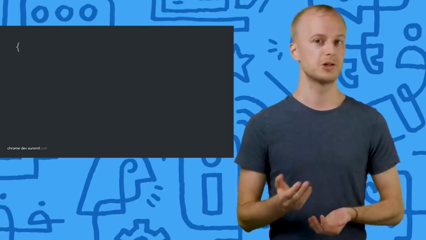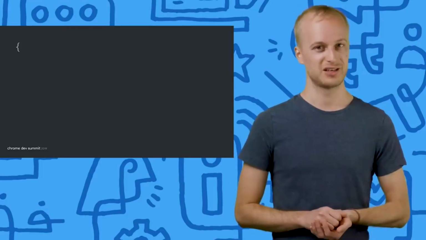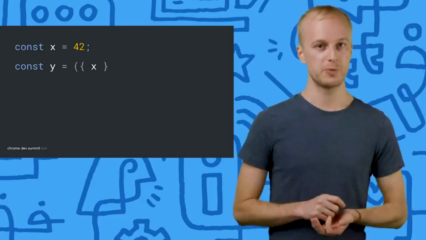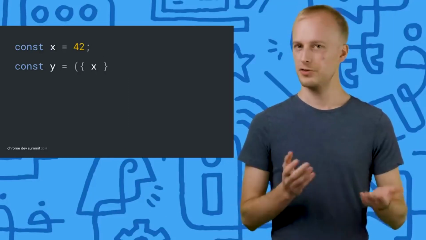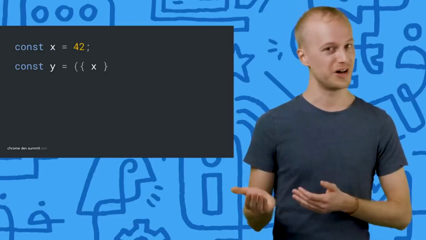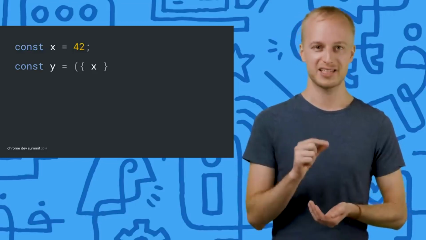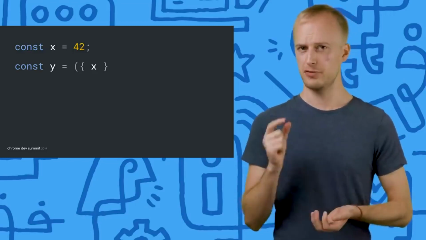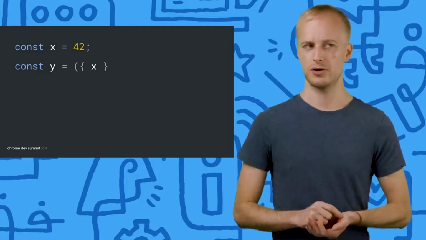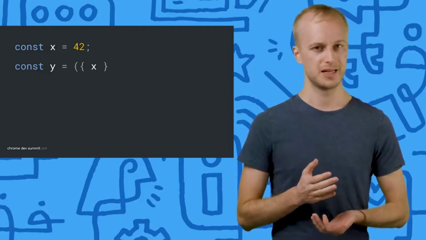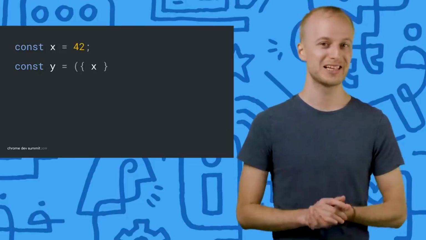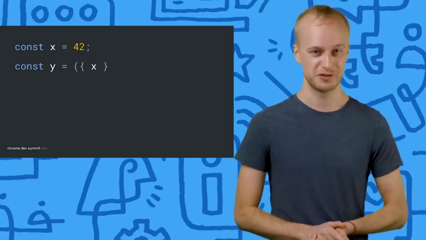An opening brace could be the start of an object literal, but it could also be a number of other things. Let's walk through some examples. Here we have an opening brace on the second line. What do you think? Is this an object literal or not? And what does the X on the second line refer to? Does it refer to the binding on the first line, or is it something else? Turns out, it's not even possible to answer these questions without looking at the rest of the code.